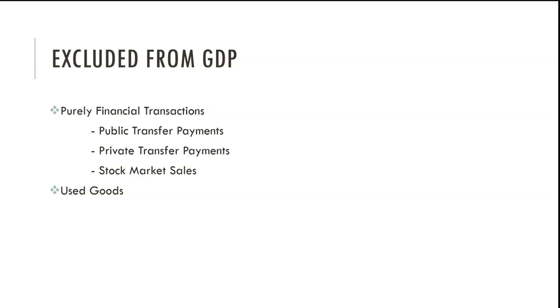Used goods are also excluded from GDP. They were already previously counted when they were produced. So if you purchased a used textbook for one of your classes, it was counted in GDP the first year that it was produced and sold. If it is then resold 5 or 10 or 20 times to other students, it doesn't count in GDP every single time. It only counts that one time.